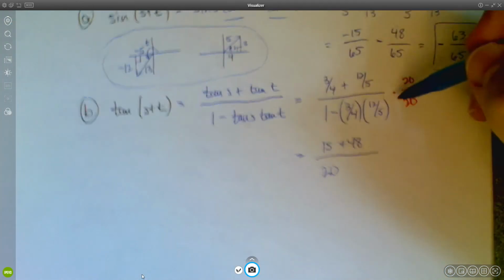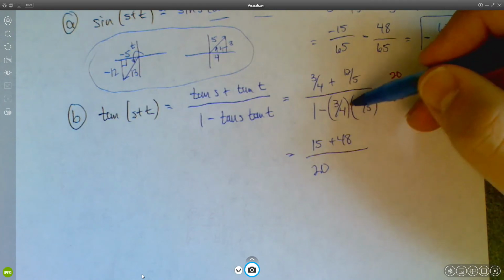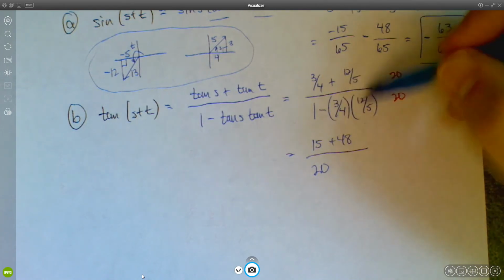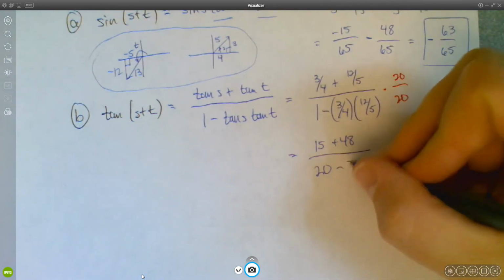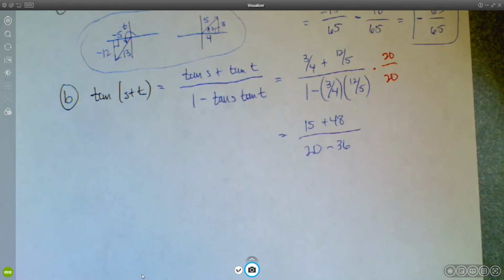And then when I distribute to this term here, imagine that I'd multiplied it out, right? I've got 3 times 12 is 36, 36 over 20. Well, when I multiply by 20, that's just going to be 36, right? Okay.